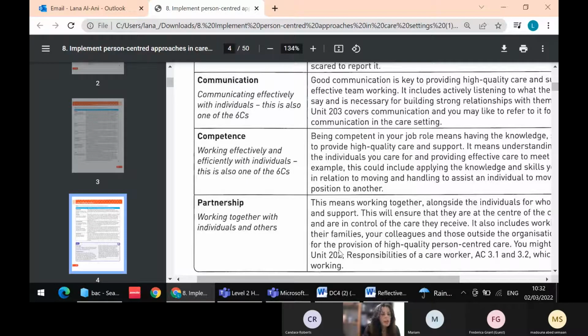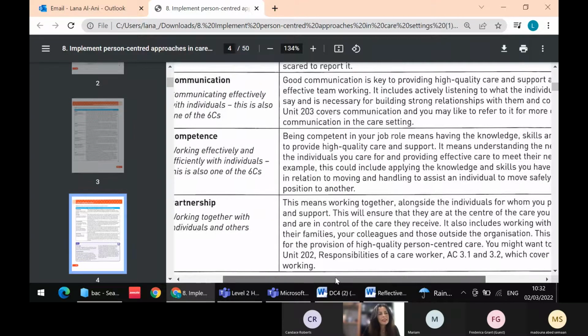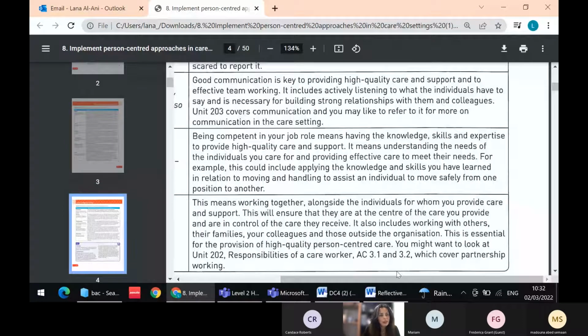All right. So now, what about competence? When it comes to person-centered values, what about competence?